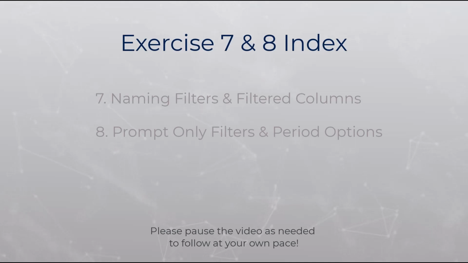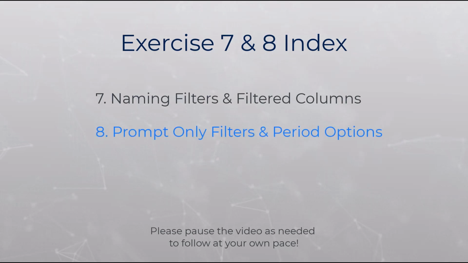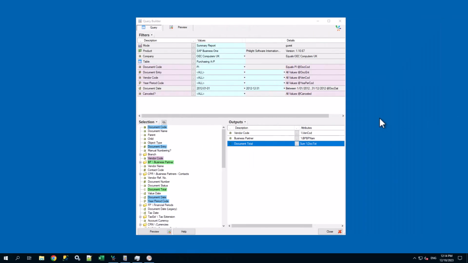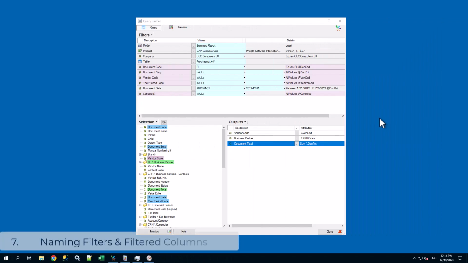Exercise 7 covers naming filters and filtered columns. Exercise 8 covers prompt-only filters and period options. This exercise continues with the query we defined in exercise 5a.